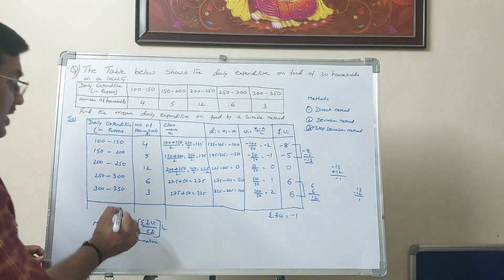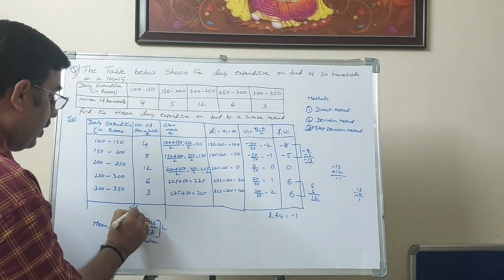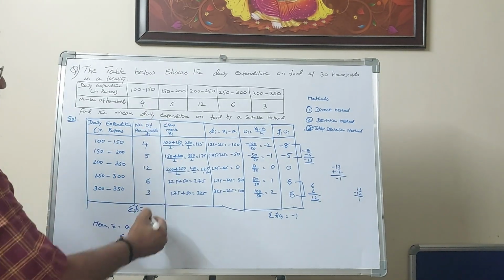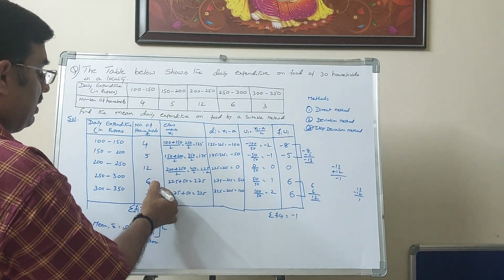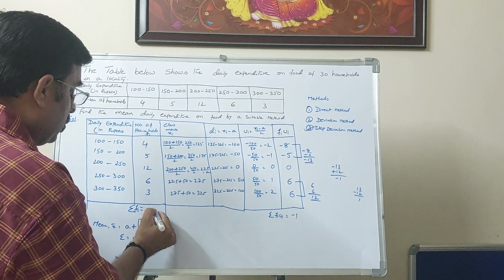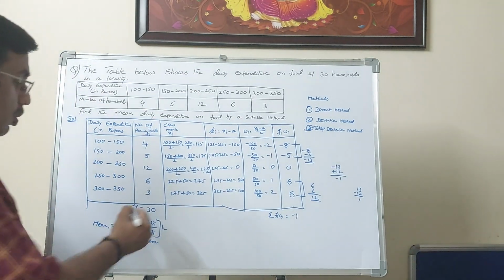Now sigma Fi means adding all these frequencies. 4 plus 5 is 9. 9 plus 2 is 11. 11 plus 6 is 17. 17 plus 3 is 20. 0 and 2, 2 plus 1 is 3. So 30. So you got it.